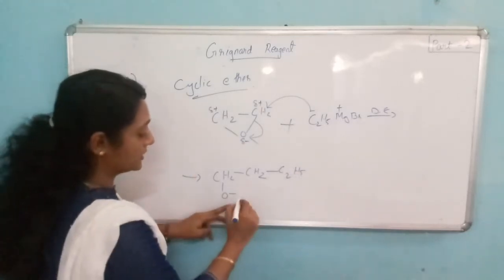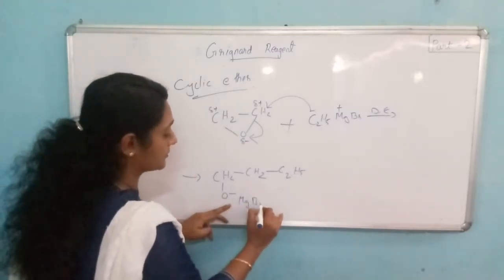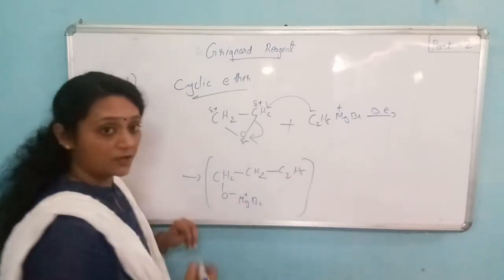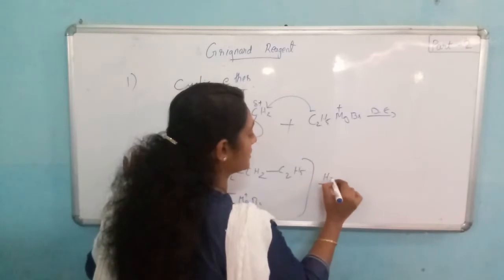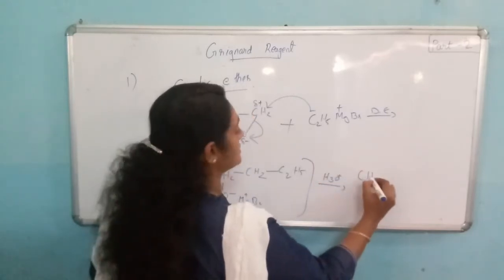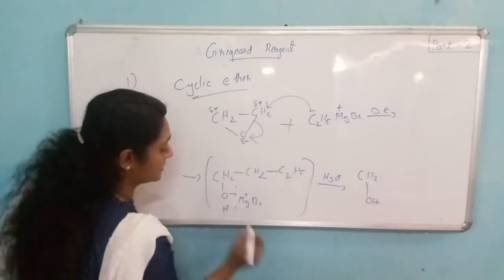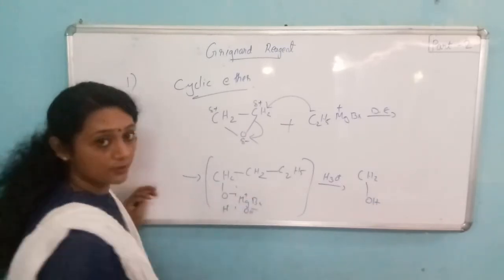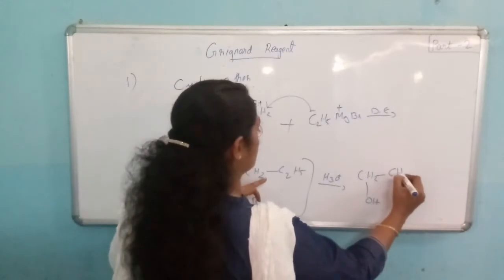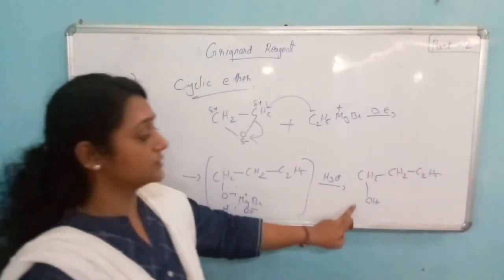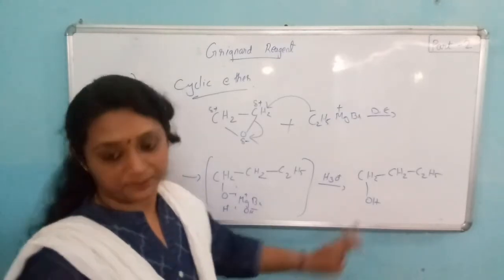Okay, O minus MgBr is added, and this is the intermediate product. After hydrolysis, H3O plus, we get the product CH2OH. In hydrolysis, H plus adds here, OH minus adds here, and CH2C2H5. Okay, this is the product, a primary alcohol.